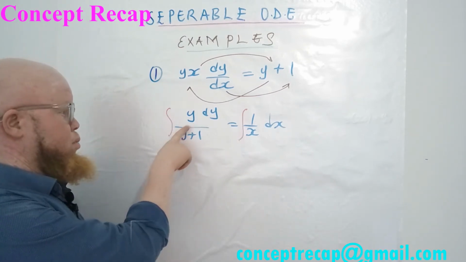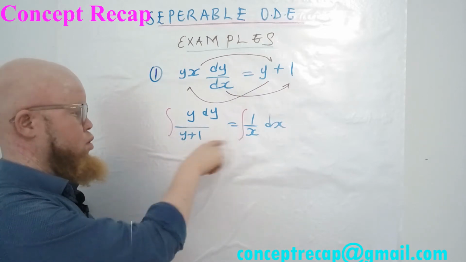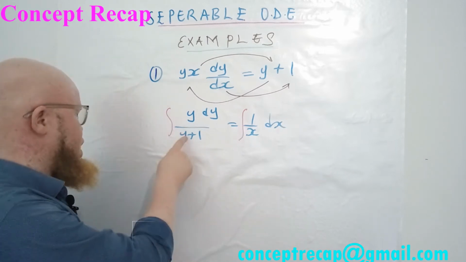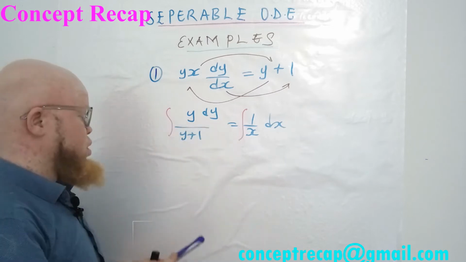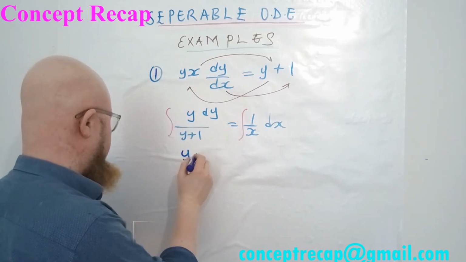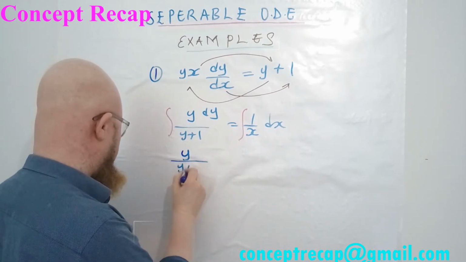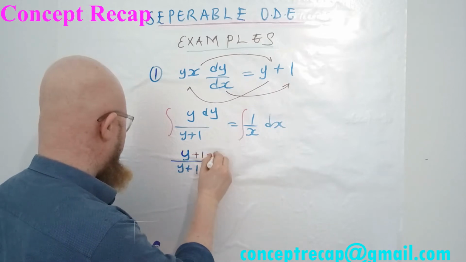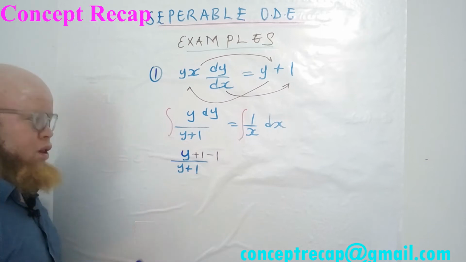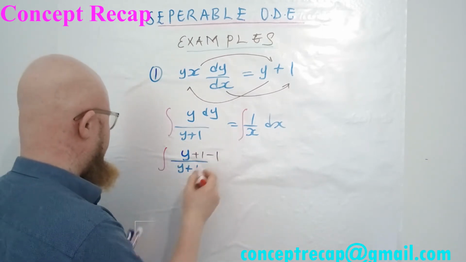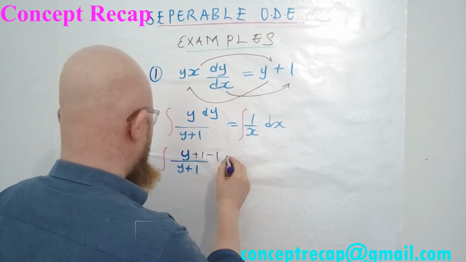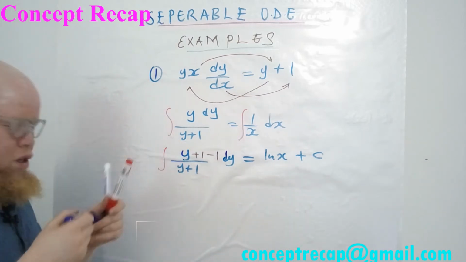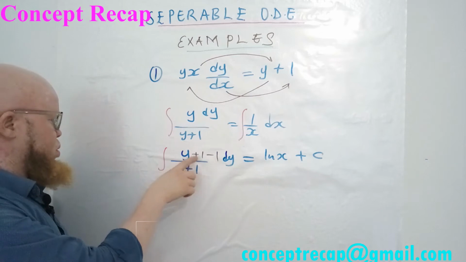Because you have y plus 1 on the denominator, we are trying to make the numerator also y plus 1. So if we add plus 1 here, then to keep the equation the original we also subtract 1, so that we don't change the equation. Then for the right side we put ln x plus c, you can just put the constant there.